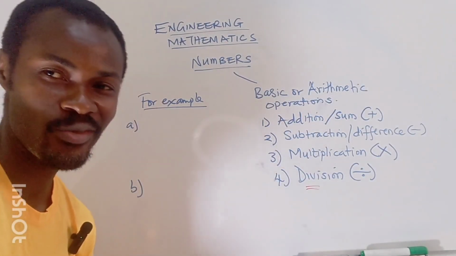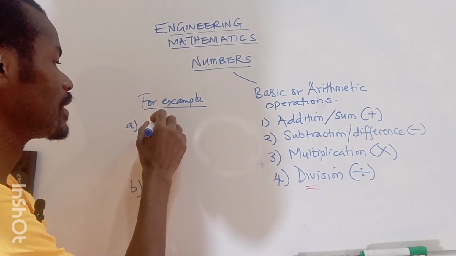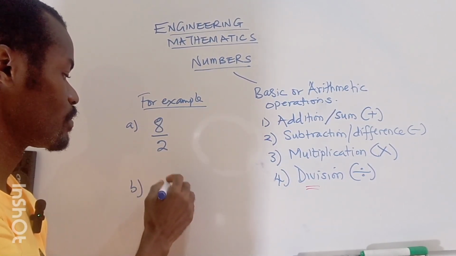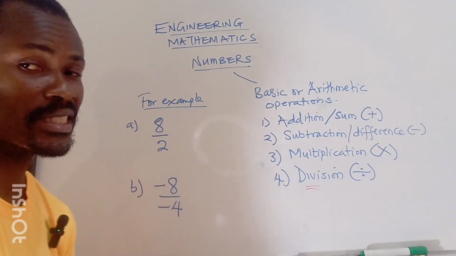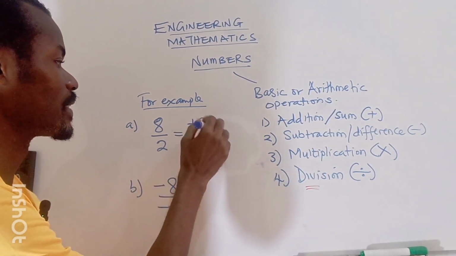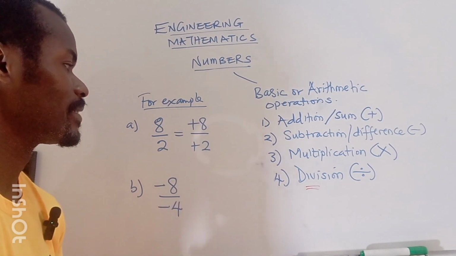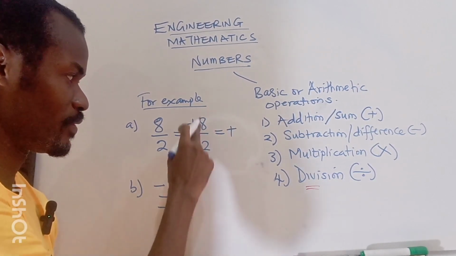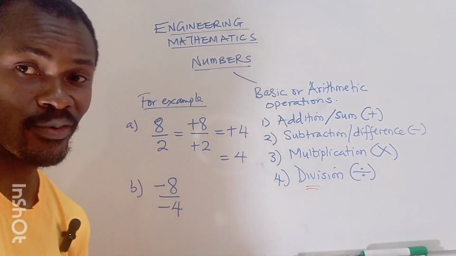And the next rule when it comes to division is when you have two positive numbers, let's say 8 divided by 2, and you have two negative numbers, minus 8 divided by minus 4. These are two positive numbers and these are two negative numbers. This can also be written as plus 8 divided by plus 2. Whenever you have this scenario, your answer ends positive. So 8 divided by 2 is 4. So plus 4 we can also write simply as 4.